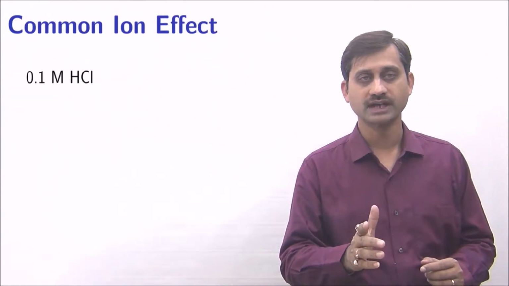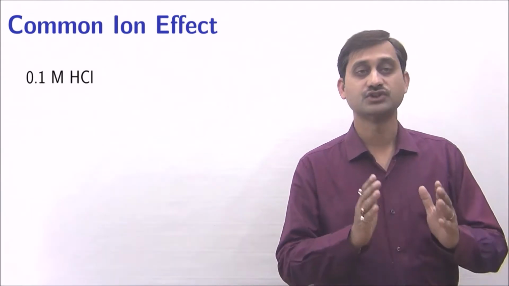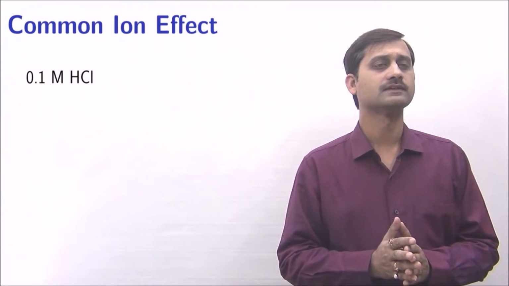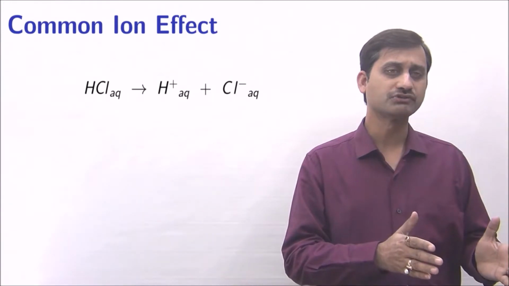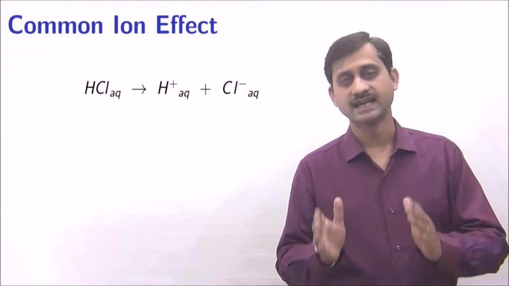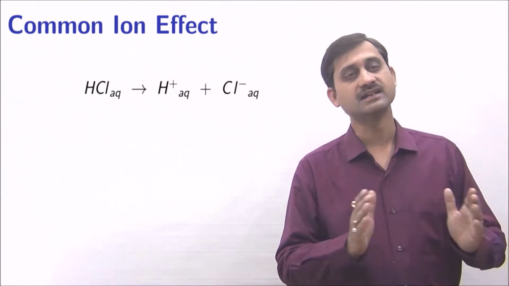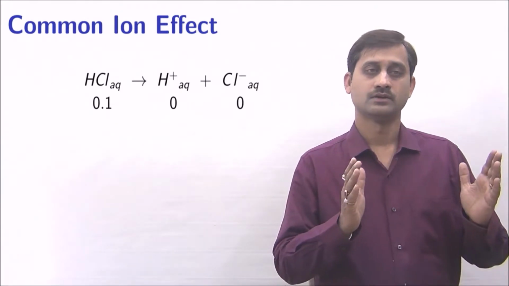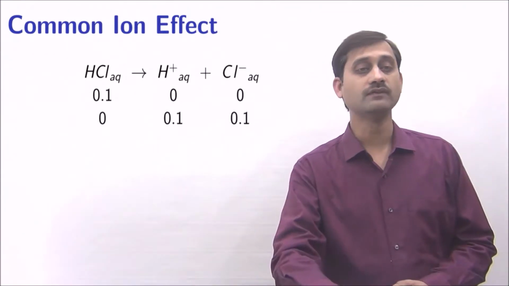Now let's consider some other solutions. Let us take a solution which contains 0.1 moles of HCl, hydrochloric acid, in 1 liter of solution. Now this becomes a 0.1 molar solution of a strong acid. Being a strong acid, HCl is completely dissociated. Hence, while writing the equation of dissociation of HCl, there is no need to put the equilibrium arrow. A one-sided arrow is used. HCl dissociates to give H plus and Cl minus. 0.1 moles of HCl gives 0.1 moles of H plus and 0.1 moles of Cl minus.